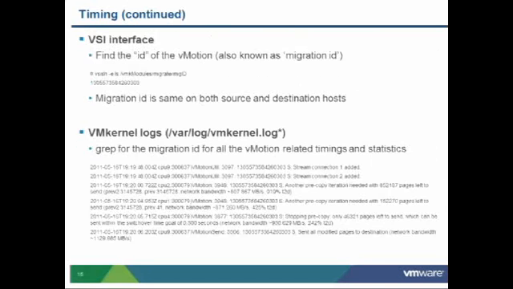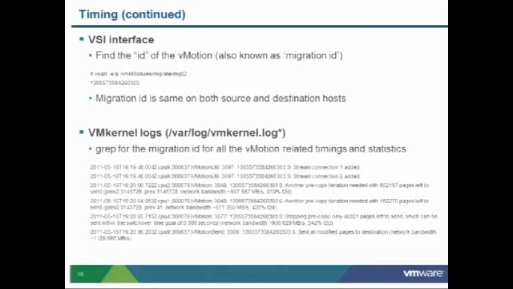So each vMotion has a unique ID associated with it, and we refer to it as the migration ID. And this migration ID happens to be the same on both the source as well as the destination host. So here I gave some examples of how you can obtain this migration ID using the VSI interface. The only caution here is the VSI interface keeps changing across vSphere releases. So the example that I gave you here may not work in future releases of vSphere, but it should work on vSphere 5 and the prior versions.